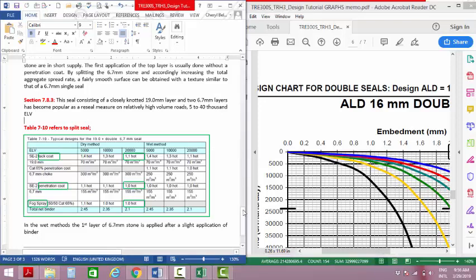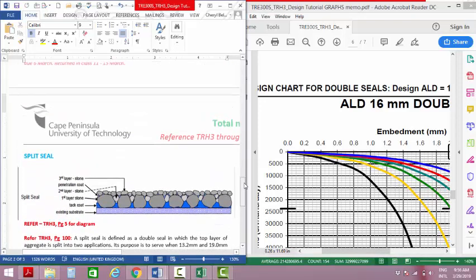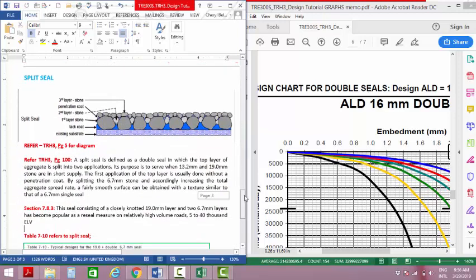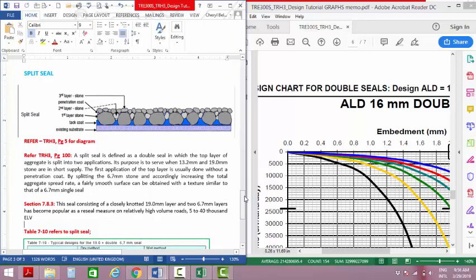Hello everybody and welcome to example D, the last of the 4 seal design tutorials. Now before we commence with the calculation, it's time to just recap on understanding what a split seal is.